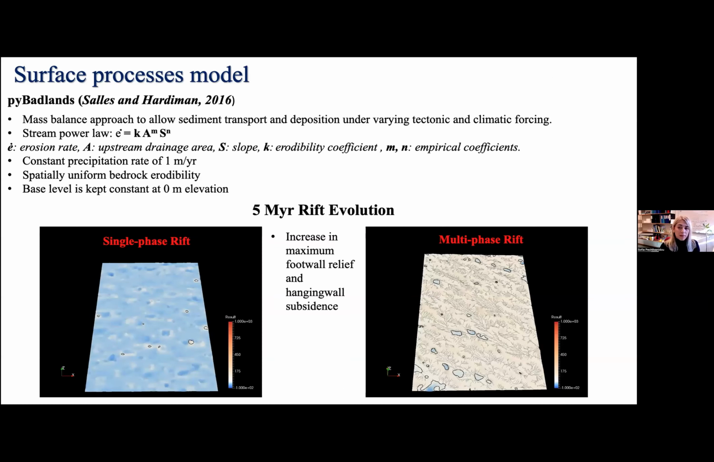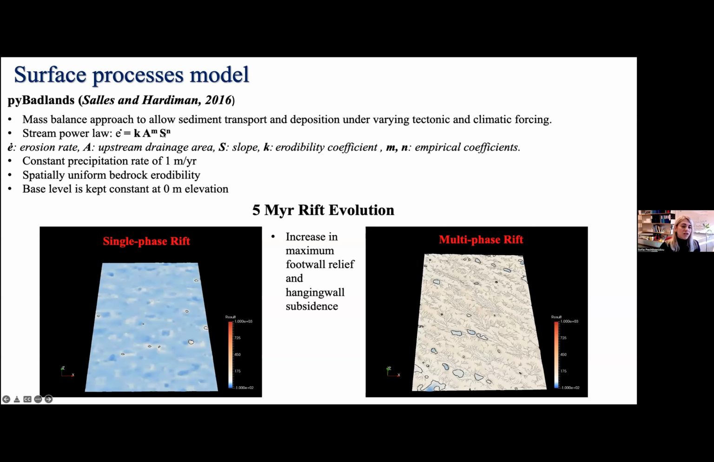We use a code by Badlands. This code uses a mass balance approach to allow sediment transport and deposition under varying tectonic and climatic forcing. River erosion is modeled by the stream power law, where erosion rate is proportional to the erodibility coefficient times the upstream drainage area times slope.